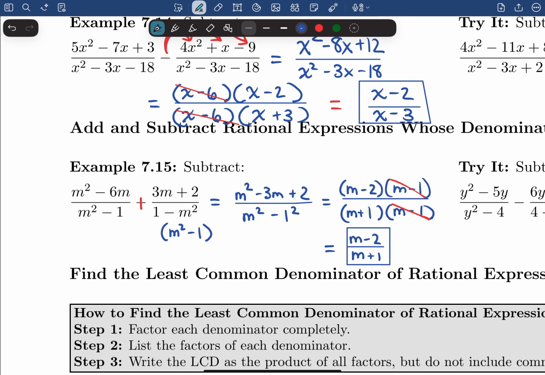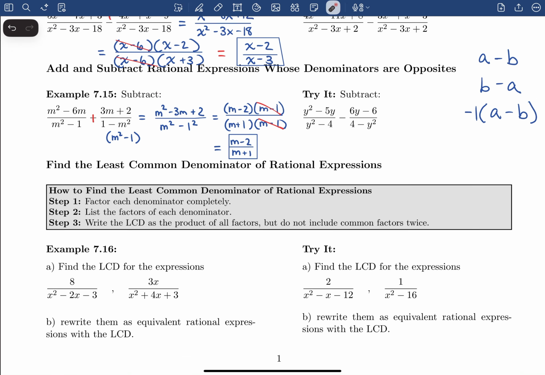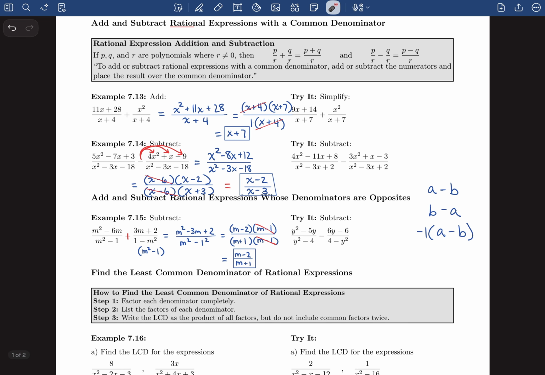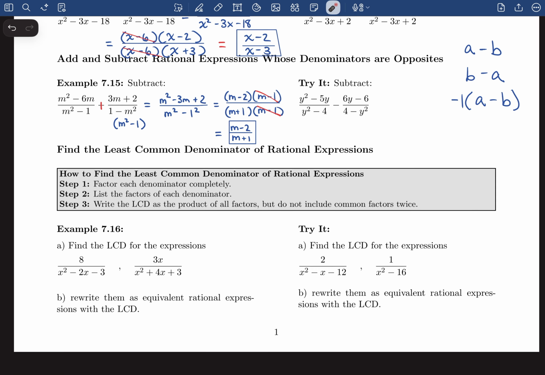Great. So the moral of the story is when you're dealing with opposites for denominators, you can factor out -1, flip the sign in between, and then proceed like normal. Well, our next objective is to find the least common denominator of rational expressions. And so, up to this point, we've had a common denominator, common denominator, common denominator. We made this one a common denominator by factoring out -1. But what if we can't make them common denominators?